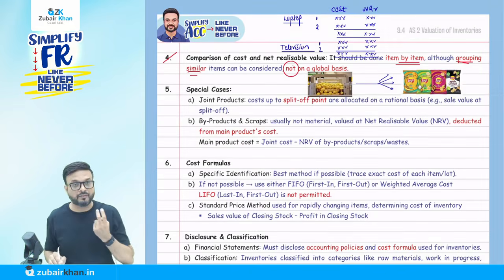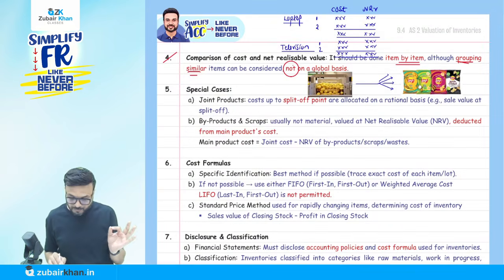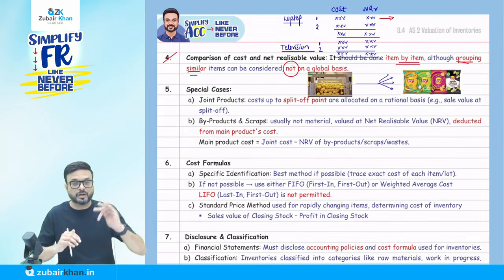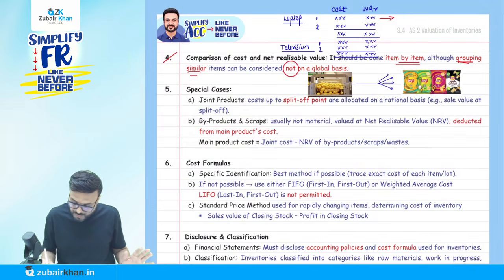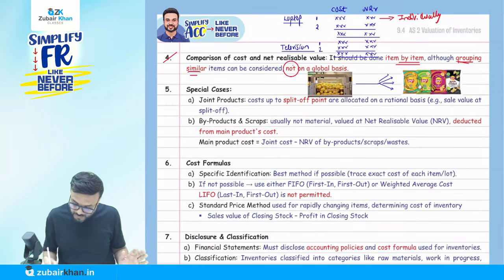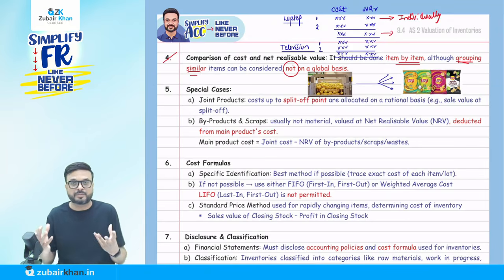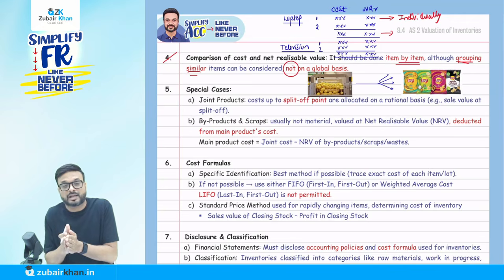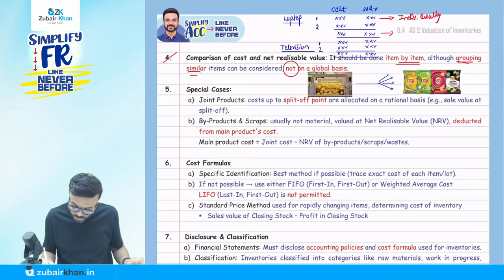Suppose in my shop I have 2 items, laptop and television. When I say laptop, I can compare individually like this. I have laptops from 2 companies, two different types. Individually it is allowed, I can compare the cost and NRV, no problem. It is also allowed for similar items, laptops of different companies. So I can club the cost of all the items and the NRV of all the laptops, and this grouping of similar items is also allowed.